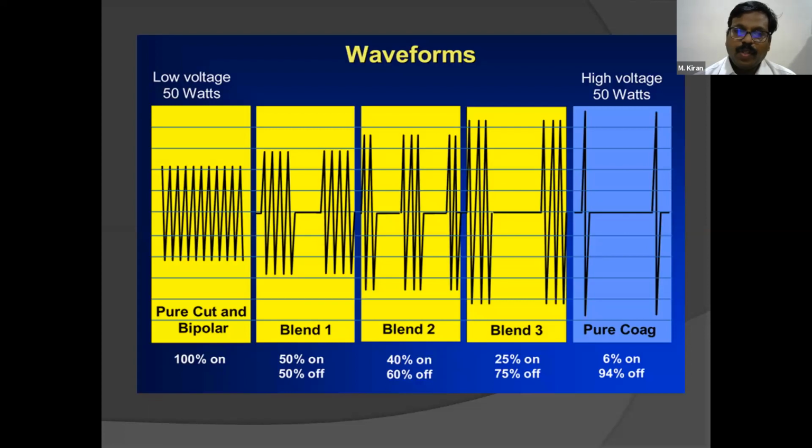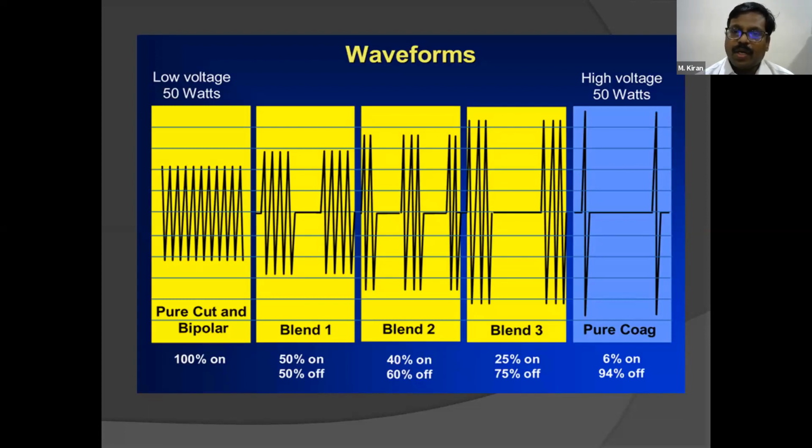These waveforms will be there. For pure cut and bipolar, the waveform will be very fast, with 100% of the time the electrosurgical unit in the on condition. And in blend 1, you can see 50% power will be on and 50% it will be off.